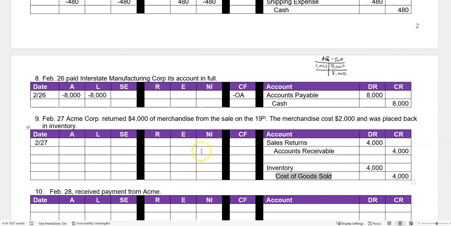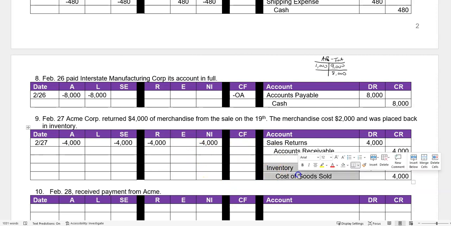All right. Now, how does this impact our financials? Well, let's start with this first piece. Sales returns is a contra revenue, so it's going to bring our revenues down. When our revenues go down, so does our income. And when our income goes down, so does our equity. There we go. And what else? Our accounts receivable went down. So we're going to reduce our overall assets. All right, statement of cash flow? Nope, not at all.